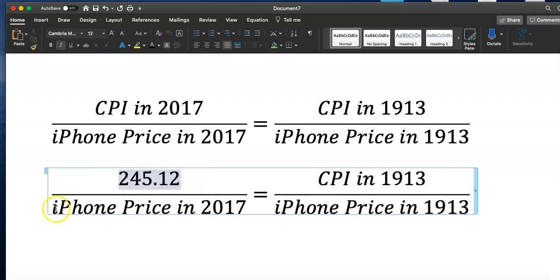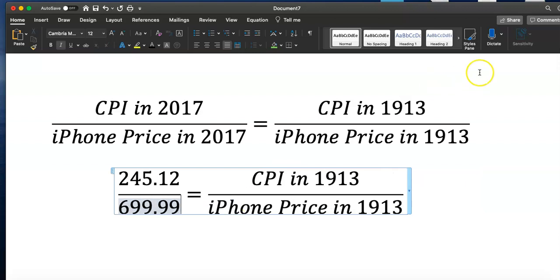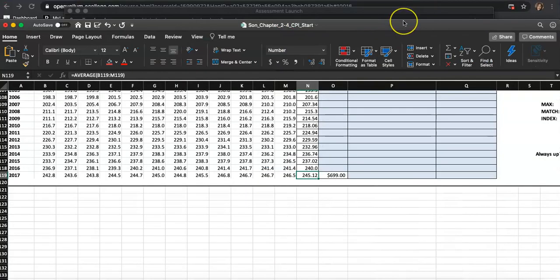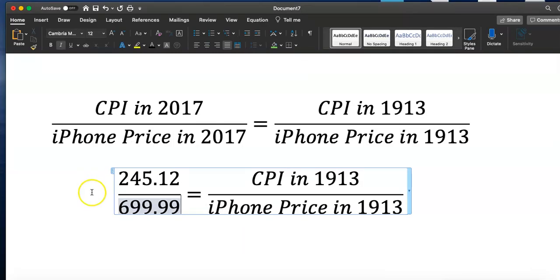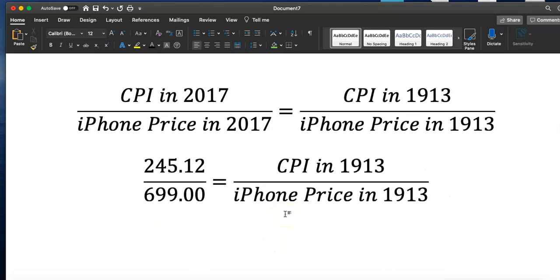245.12. And the iPhone price in 2017 was $699.99. I think, let me double check my numbers. Oh, $699.00. 245.12. Okay, so the CPI is right. The iPhone price is fixed. Okay, now that's good.